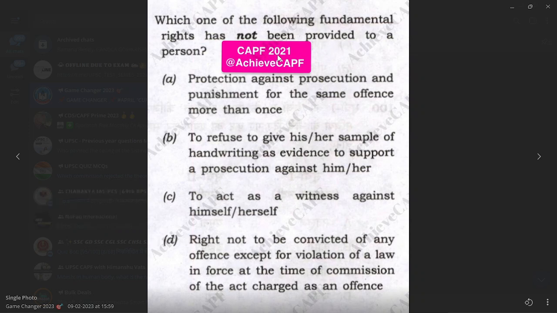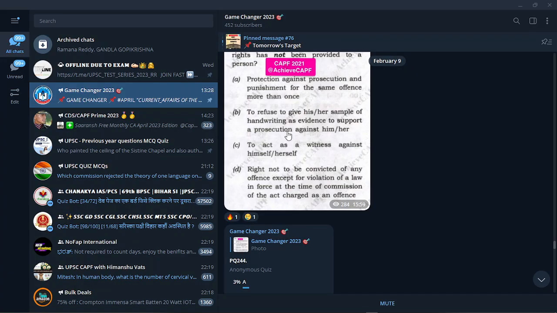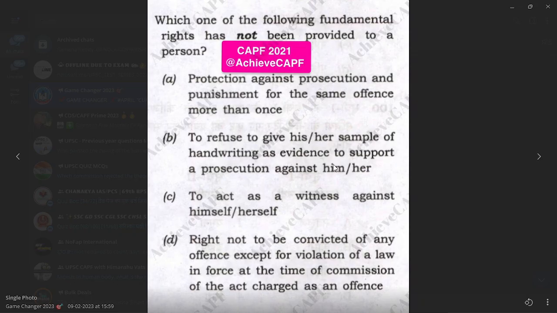Which of the following fundamental rights has not been provided to a person? Protection against prosecution and punishment for the same offence more than once, to refuse to give his or her sample of handwriting as evidence to support a prosecution against him or her, to act as a witness against himself or herself, right not to be convicted of any offence except for violation of a law in force at the time of commission of the act charged as an offence. Answer B: to refuse to give his or her sample of handwriting as evidence to support a prosecution against him, or to act as a witness against himself or herself.